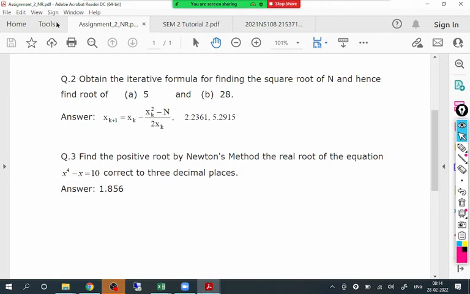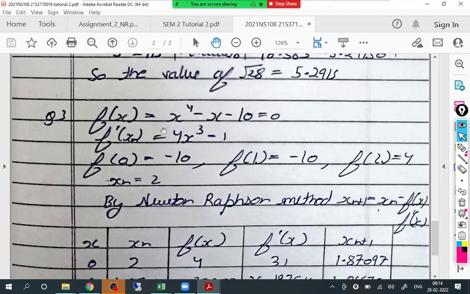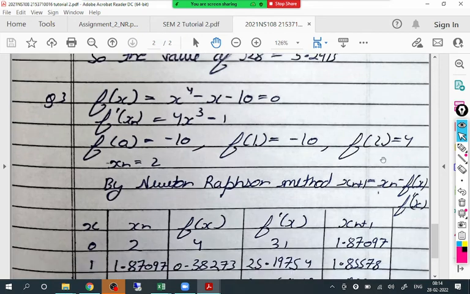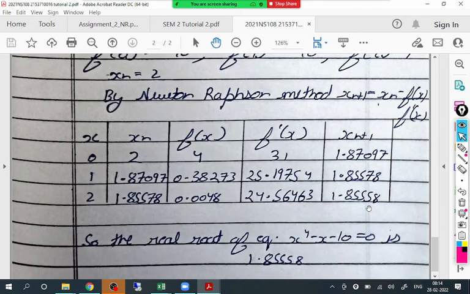So we start with f(x). This f(x) is x^4 minus x minus 10 equal to 0. f dash x is 4x cube minus 1. f of 0 is negative, f of 1 is negative, f of 2 is positive. The best part that we observed here is that we have two consecutive integers where the function changes its sign. Hence, the root lies in the interval 1 and 2. Now we can take x0 equal to 2. Here x0 is taken as 2. That's okay, good. And the iteration started.